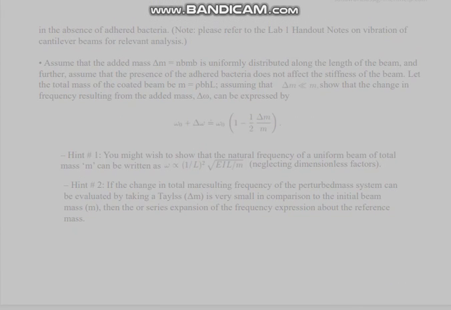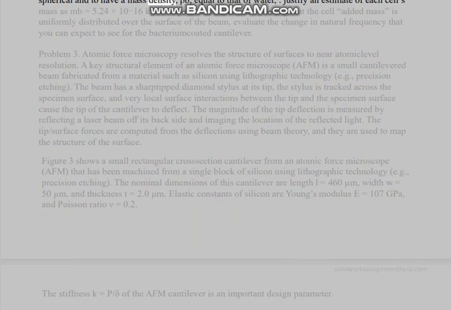Assume that the cantilever has been covered by Nb equal to 100 bacterium cells. From the figures, it appears that the diameter, dB, of each bacterium cell is near dB equal to 1 micrometer, assuming each cell to be spherical and to have a mass density, ρb, equal to that of water. Justify an estimate of each cell's mass as Mb equal to 5.24 times 10^-16 kg.